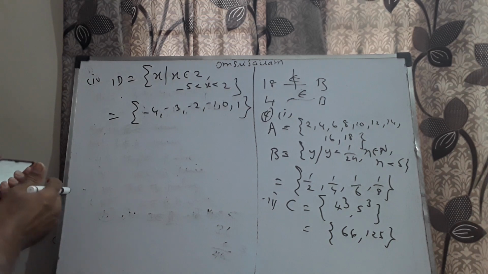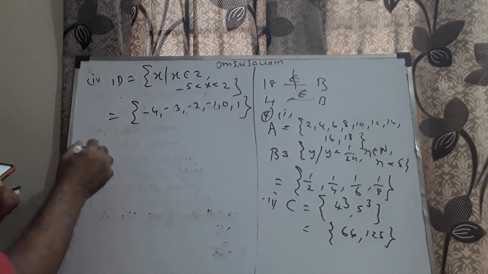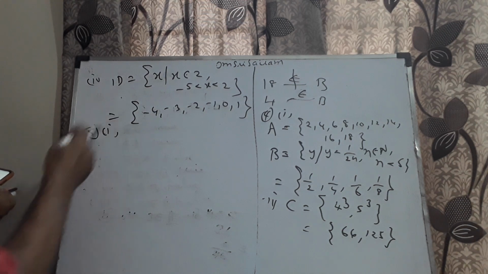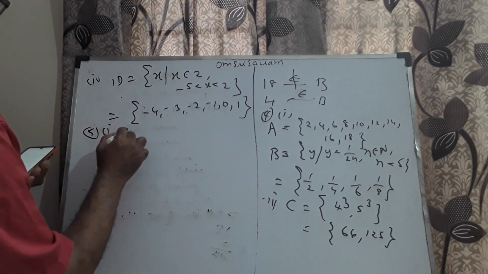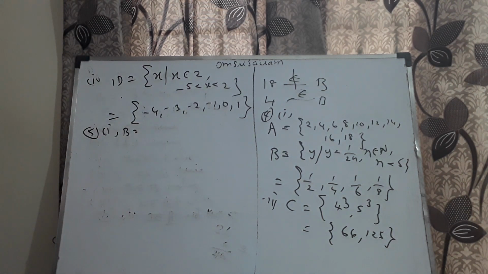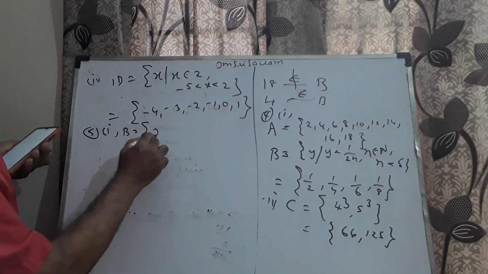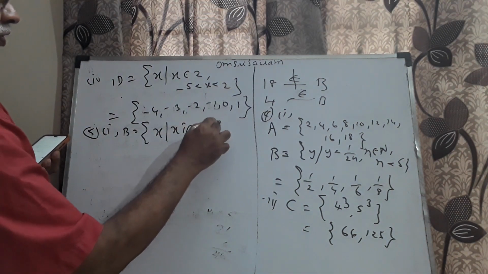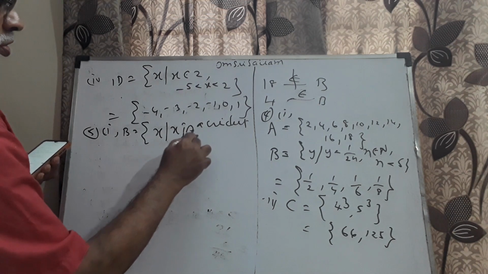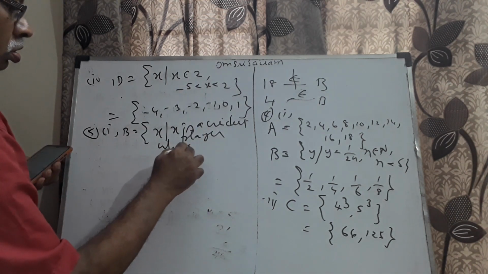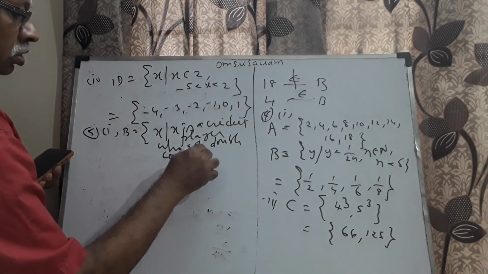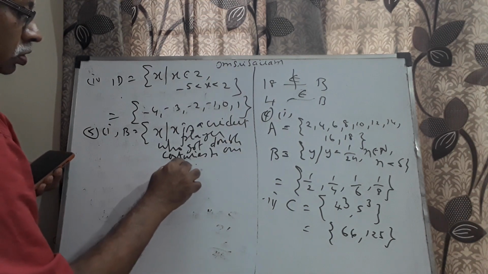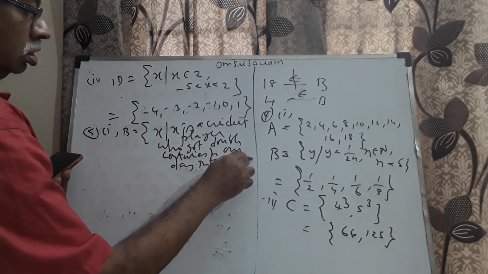For the fifth problem, represent the following sets in the set builder form. It is given in descriptive form and I am supposed to write in set builder form. First solution, B is equal to set of all cricket players in India who scored double centuries in one day internationals. Set of all x such that x is a cricket player who got double centuries in one day international. This is how you should write.